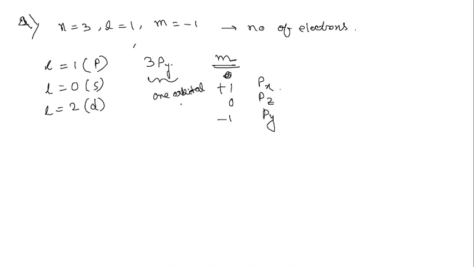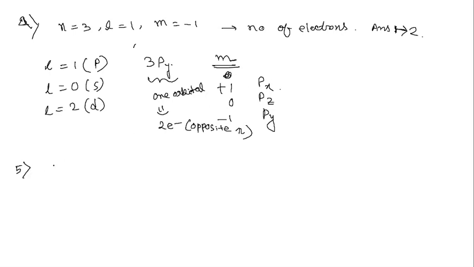So each orbital is one orbital. How much can one orbital accommodate? 2 electrons, and they have opposite spin. Okay, so the answer will be 2.